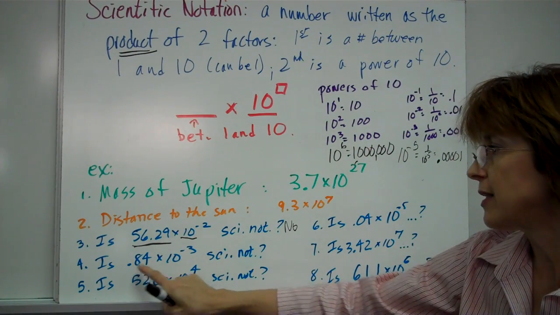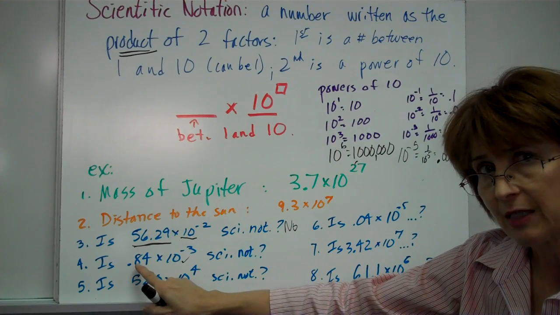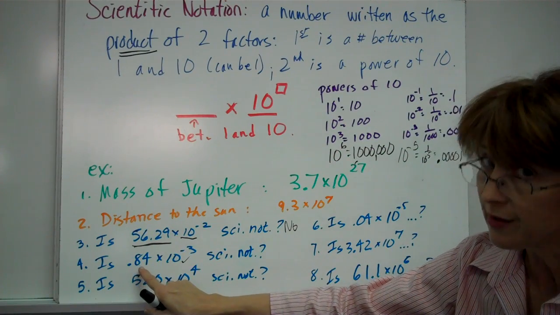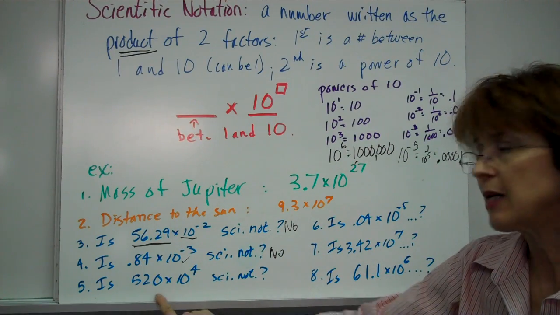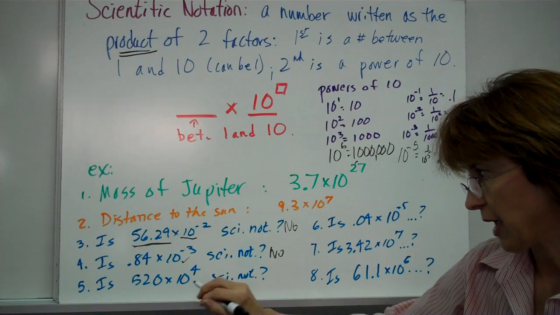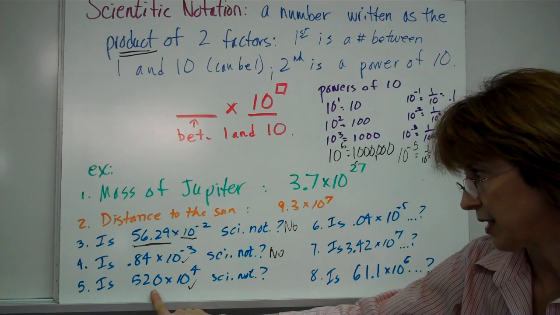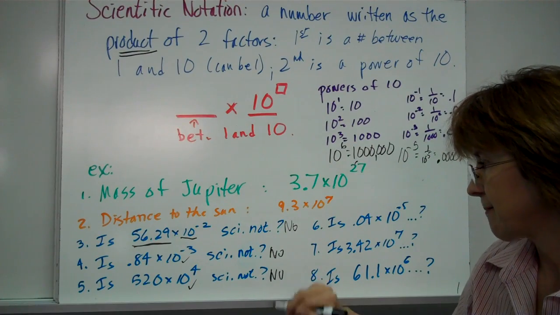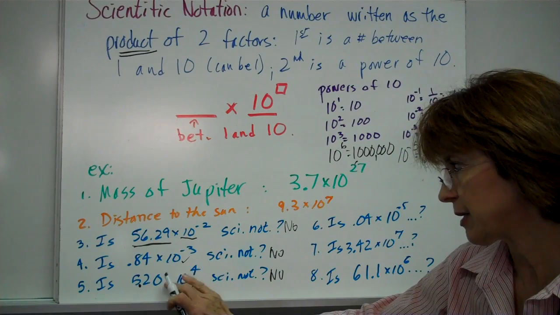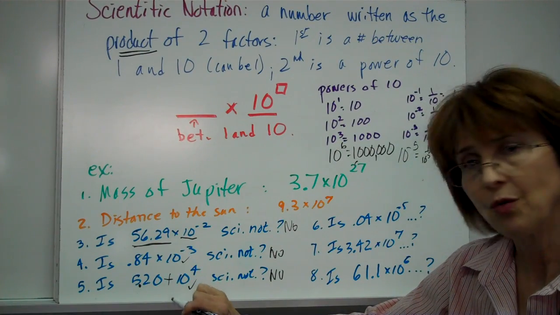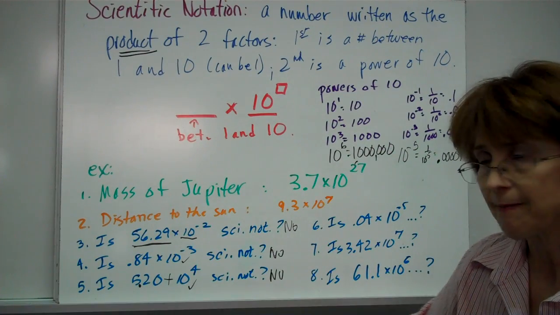Okay? Is this a number in scientific notation? Got my power of 10, check. But is this a number between 1 and 10? It's a number between 0 and 10, but not 1 and 10. So no, it is not. Is this a number in scientific notation? Again, we have our power of 10, but that 520 is not anywhere in between 1 and 10, so it's not. If I put a decimal there to make it a number between 1 and 10, but put a plus sign, would that be scientific notation? No, because it has to be a product.